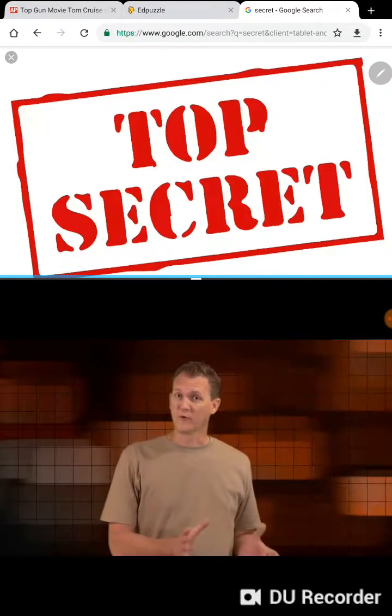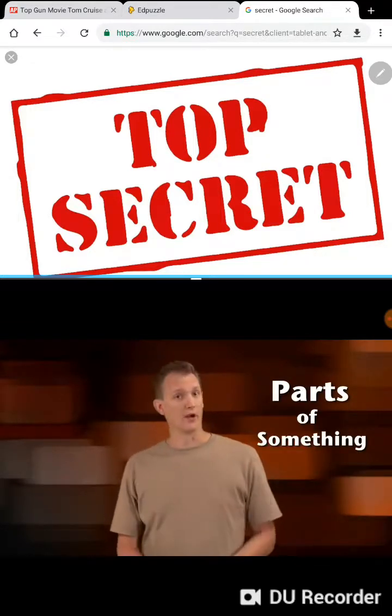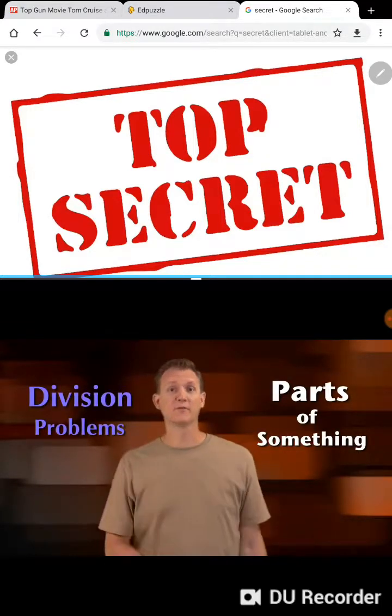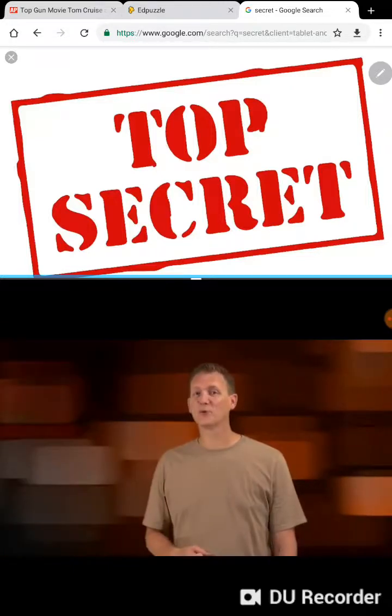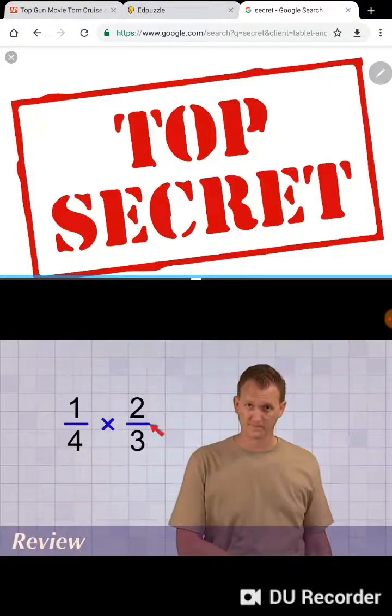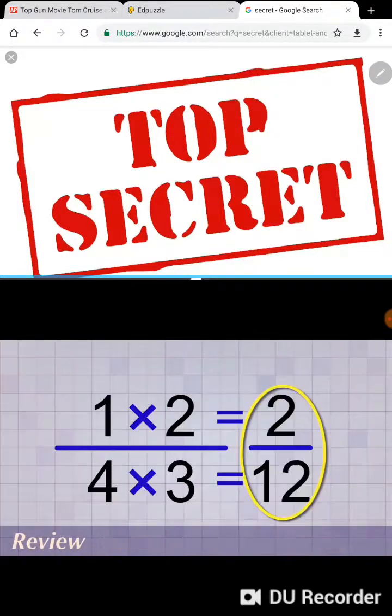So, whether you think of fractions as parts of something or as division problems, the procedure for doing the multiplication is exactly the same. Let's do a quick review of what we've learned. Multiplying fractions is even easier than adding fractions. It's easy because order of operations says that we can do the multiplication before the division.